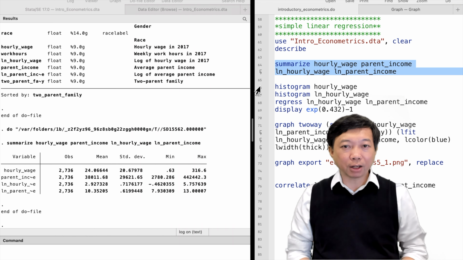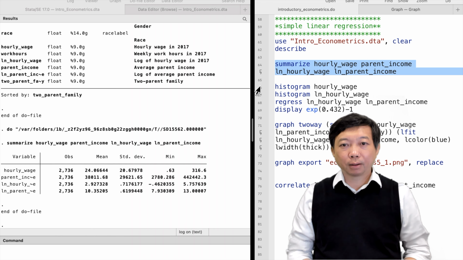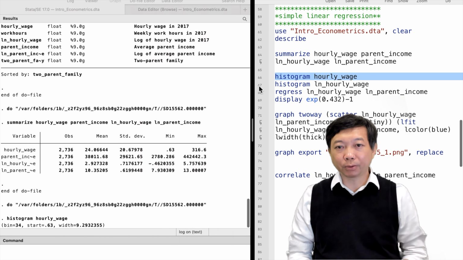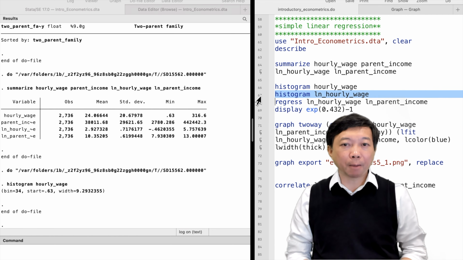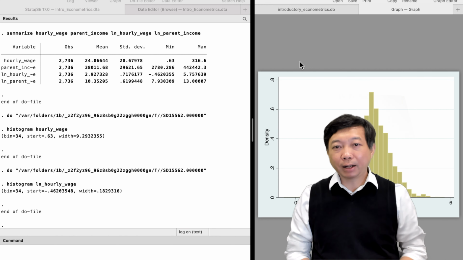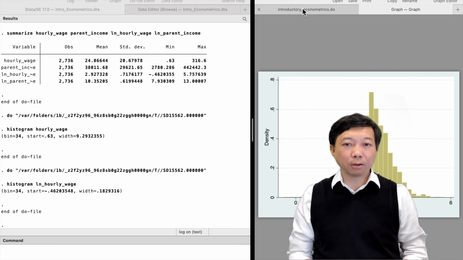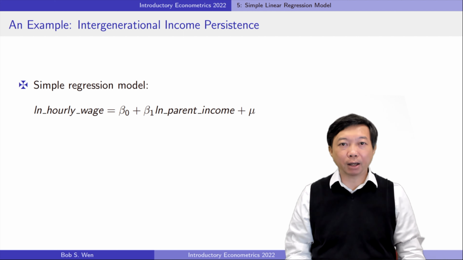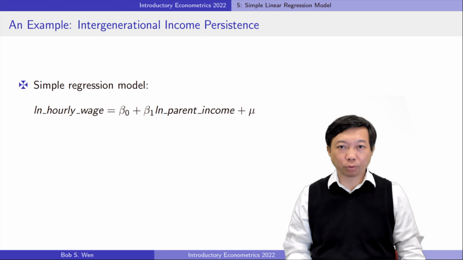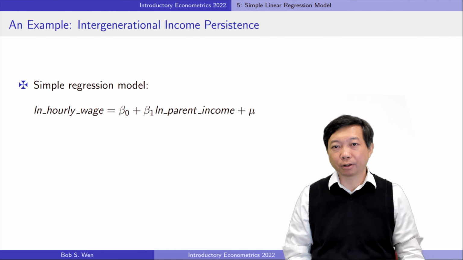The model has no other control variables and it is in a linear form, so it is a simple linear regression model. I use the log terms of the variables. It's more appropriate here to use the log terms because they are more normally distributed than the level terms. And the log-log model is easier to interpret. The slope parameter, beta 1, measures the percentage change in the adult children's hourly wage if, in their childhood, their parents' annual income increased by 1%.